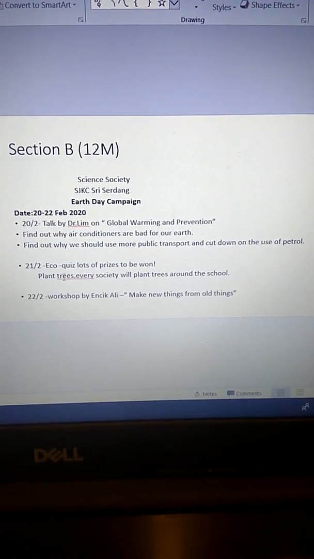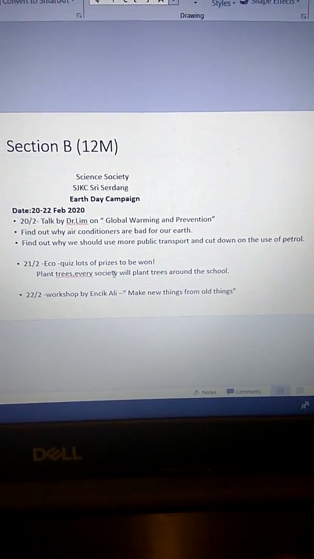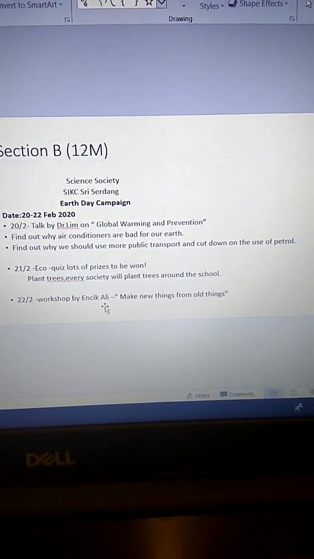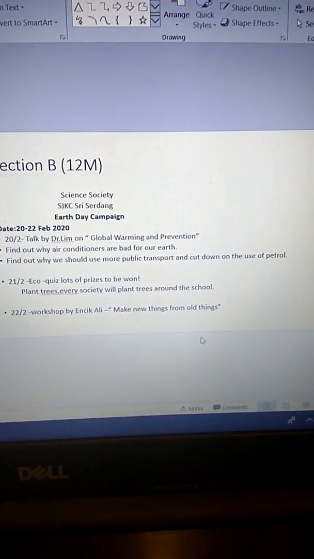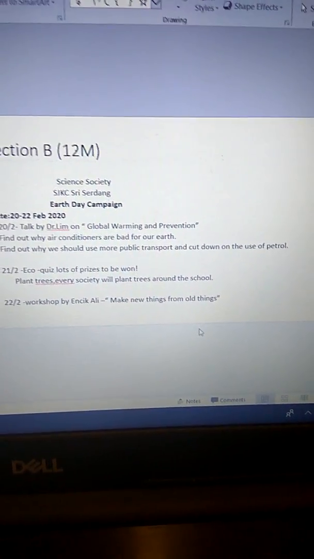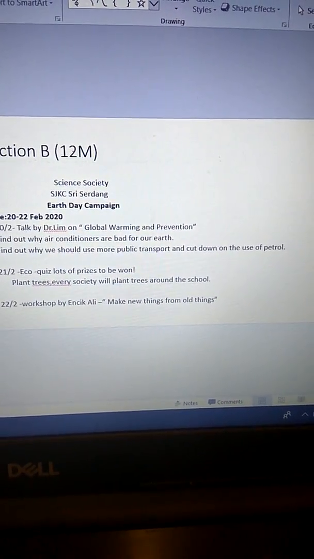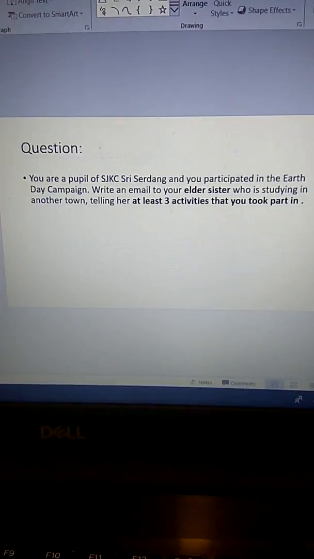You could also mention planting trees for the school. This is also a form of activity. Or you could mention the workshop. Now the workshop mentioned here is to make new things from old things, which means you need to give at least one example. Okay, so let's look at the question. Let's see what the question is stating here.